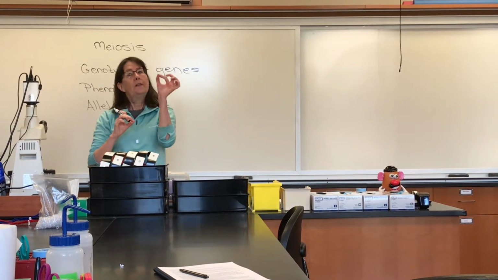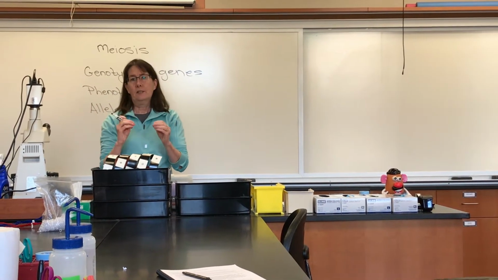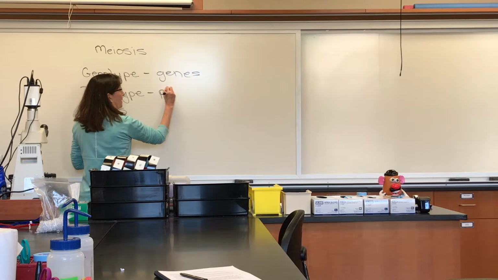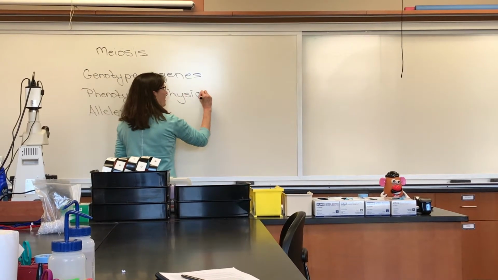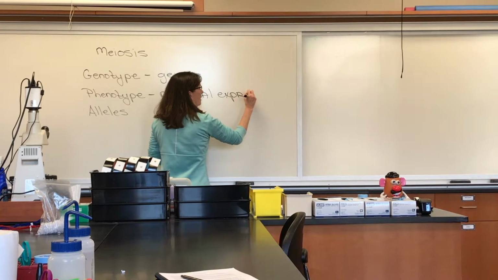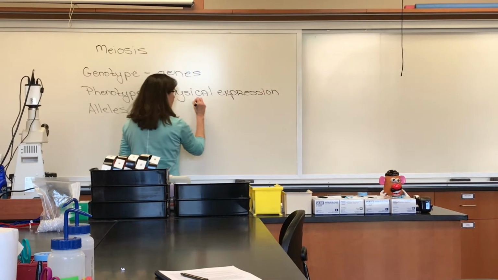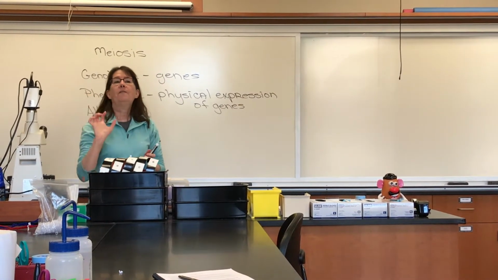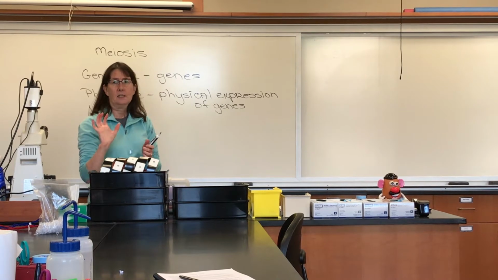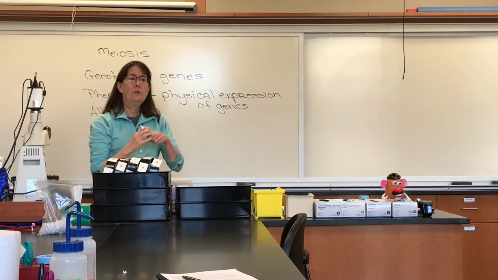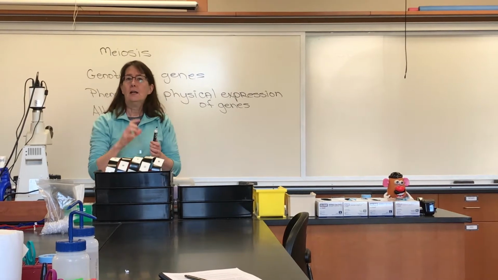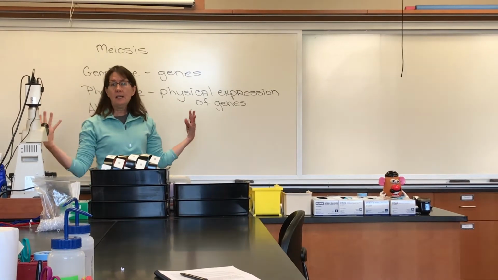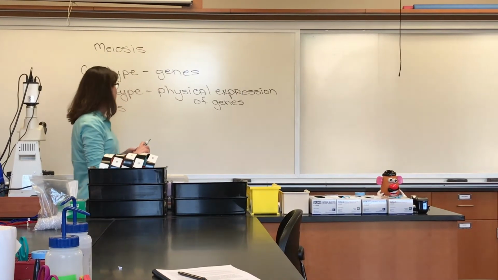So we get half our genes from mom, half our genes from dad. Those genes will then dictate the physical characteristics that we see in an individual, and that's the phenotype. So phenotype is that physical expression of the characteristics. For humans, what color hair do you have? What color eyes? What color skin? Are all controlled by our genes, but the phenotype, what we see, is that physical expression of those genes.